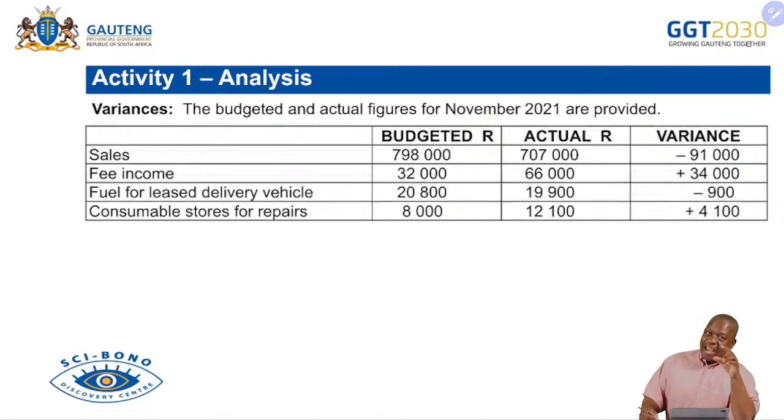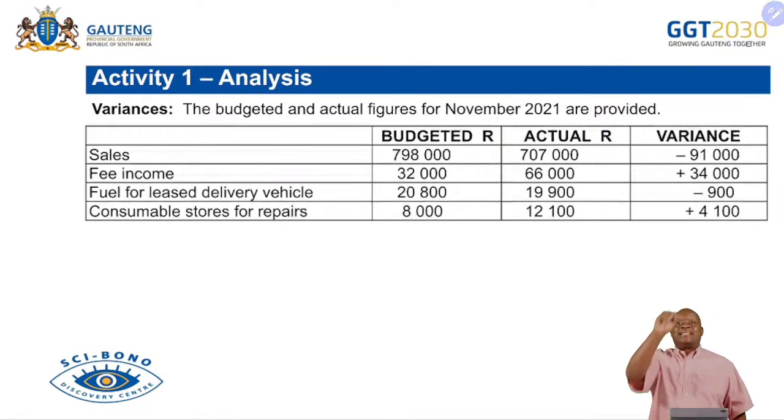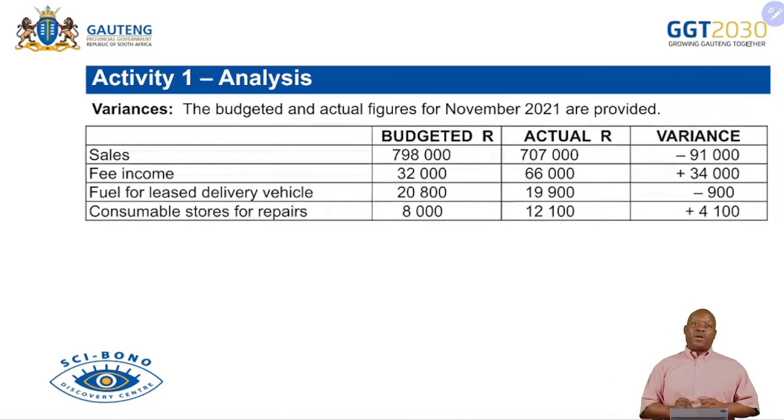And then, have we managed to deliver the same amount of goods? No. Our sales went down by 91,000. But do we have an equal decrease, a proportional decrease in fuel? Fuel only decreased by 900. When our sales decreased by 91,000, fuel only went down. Is that a cause for concern? Food for thought. Now let's move on to fee income.